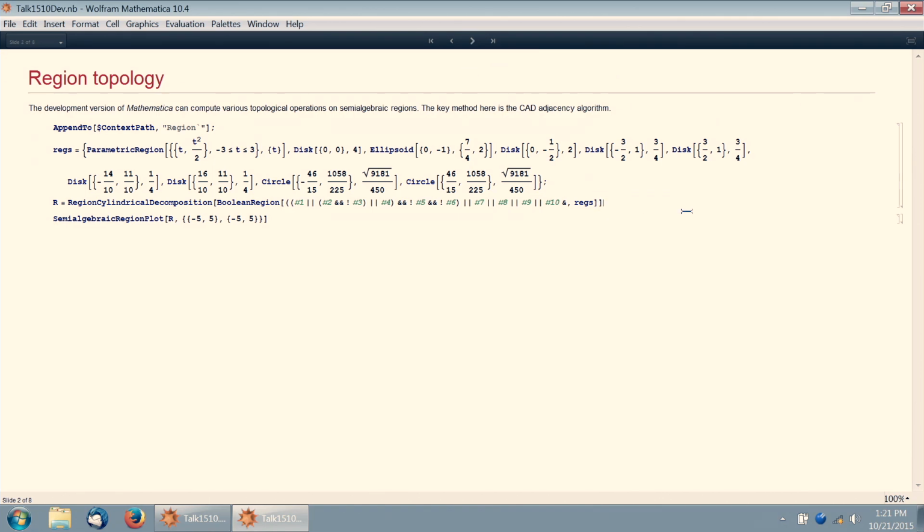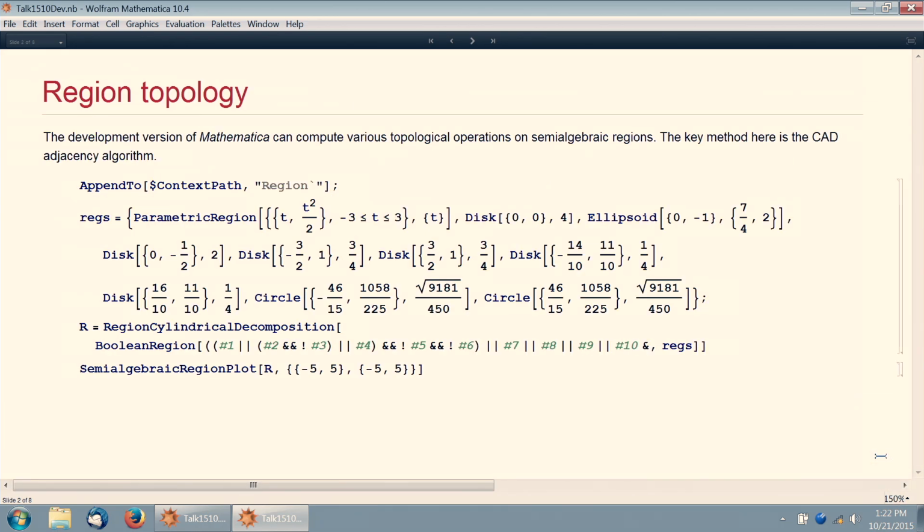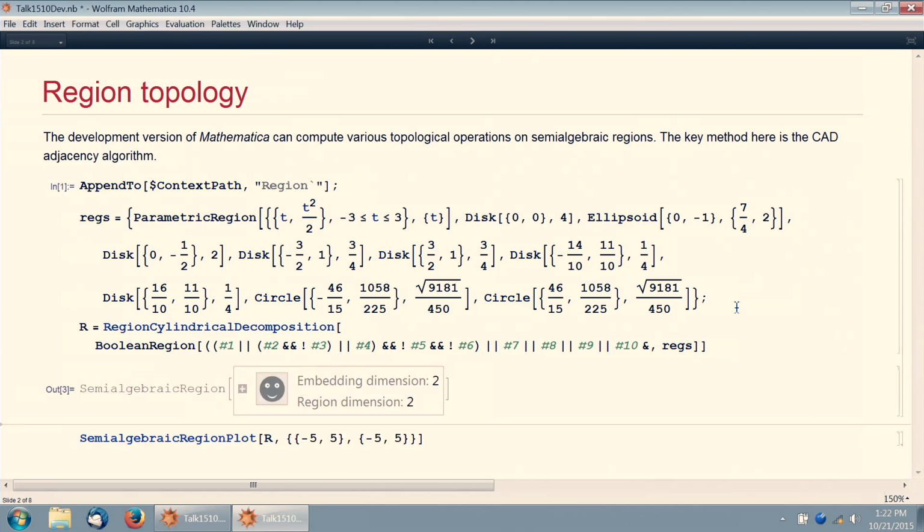So in the new version, we have functions for computing topological operations on semi-algebraic regions. So we can take closure, or connected component or interior, this kind of stuff. So here is a semi-algebraic set. The region that cylindrical decomposition represents is a semi-algebraic region. I don't know if this particular representation will survive, but that's what it is right now.